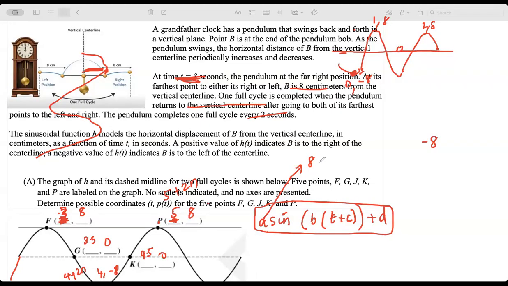So if a is 8 and then sine, how do we find b? Period is 2 pi by b, right? Here the period is 2 seconds, so b will be equal to 2 pi by 2, which is pi. So the b value is pi. And then what? b t plus c plus d. What is the midline? 0. So 0 is the midline, so I can take that off. But what is the c value?